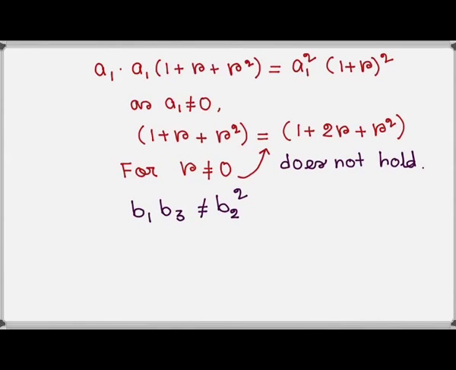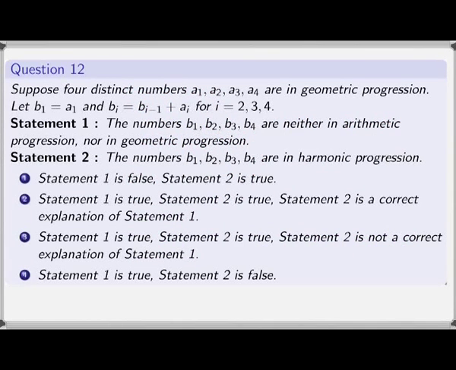So B1, B2, B3 and B4 are not in geometric progression. So here our statement 1 is true. So we can immediately strike off option 1.